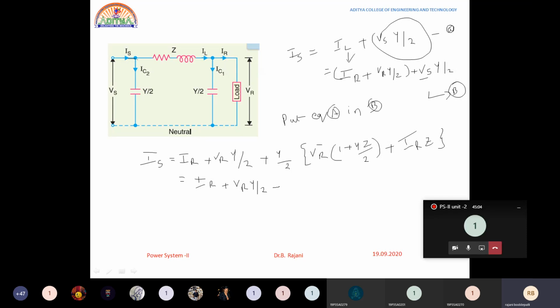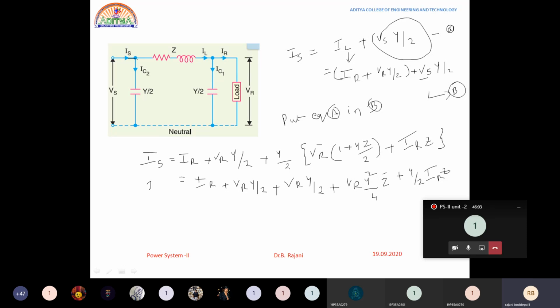Y by 2 plus VR into Y by 2 into 1, VR into Y by 2 we are having, plus VR into this equation: if you multiply VR into YZ by 2 into Y by 2, we are having Y square by 4 into Z. Plus Y by 2 is multiplied with this term, so Y by 2 into IR into Z. This is the equation you have obtained for IS.